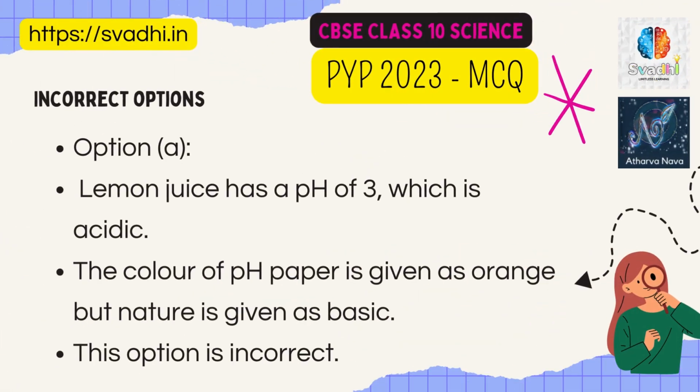Option A. Lemon juice has a pH of 3, which is acidic. The color of pH paper is given as orange but nature is given as basic. This option is incorrect.